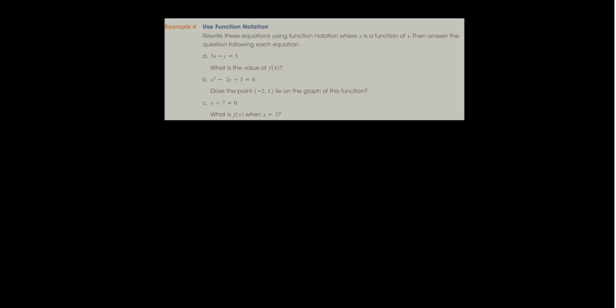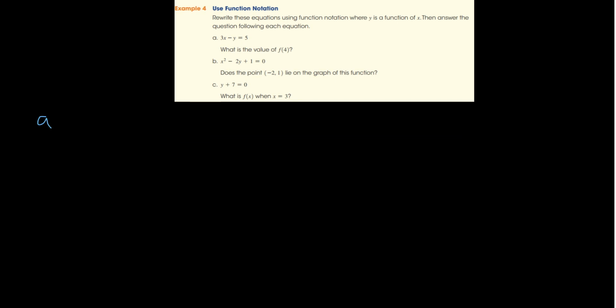Okay, so this reads, use function notation. Rewrite these equations using function notation where y is a function of x. Then answer the question following each equation. Let's start right off with A, and I'm going to rewrite this in terms of y is equal to something. So it's negative y is equal to negative 3x plus 5. I'm going to multiply both sides by negative 1 to make my y positive. So I've got y is equal to positive 3x minus 5.